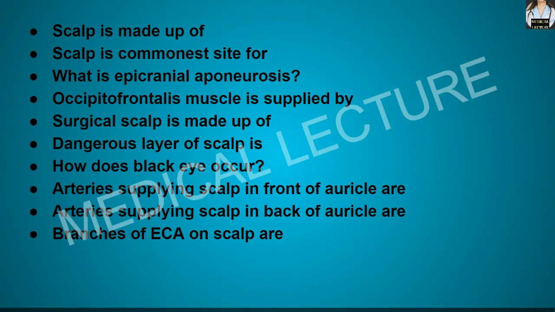Now first of all, the scalp is basically made up of 5 layers. And over here the 5 layers go from outside to inside. Remember the mnemonic: scalp, that is SCALP. S for skin, C for connective tissue, A means the galea aponeurotica, L means the loose areolar tissue, and P is the pericranium. So these are the 5 layers of the scalp. Next, the scalp is the commonest site for sebaceous cyst.